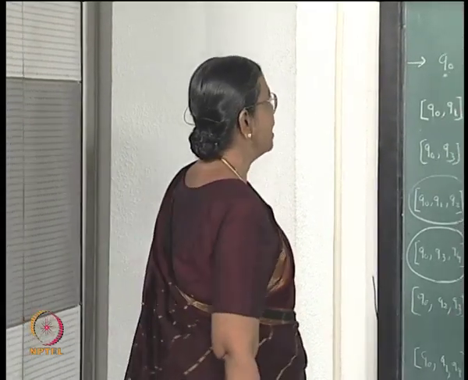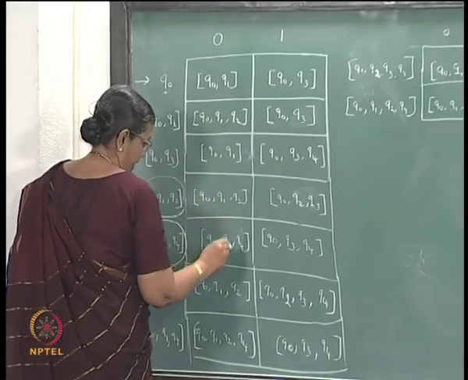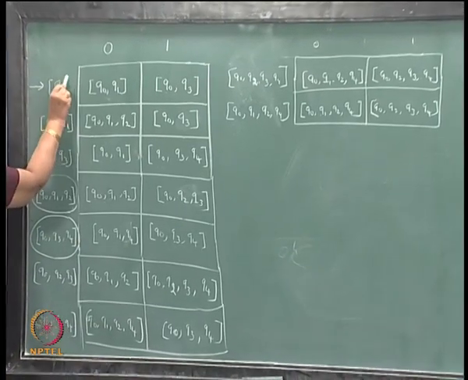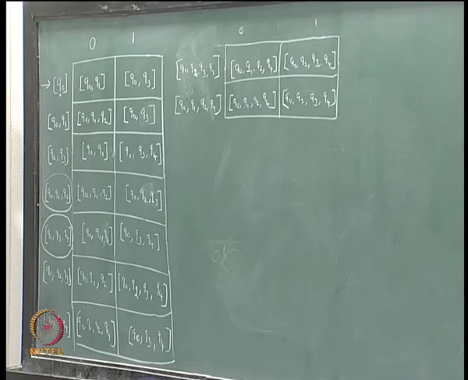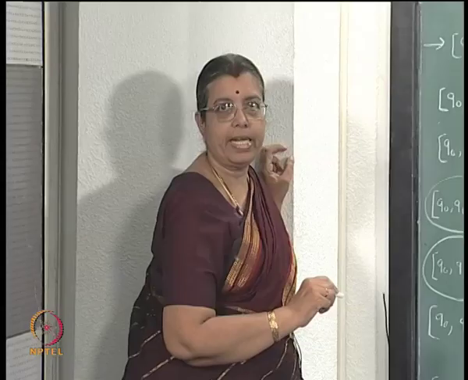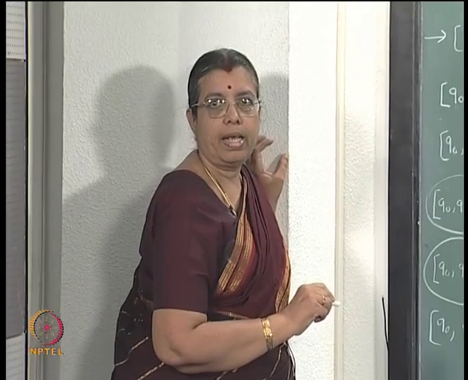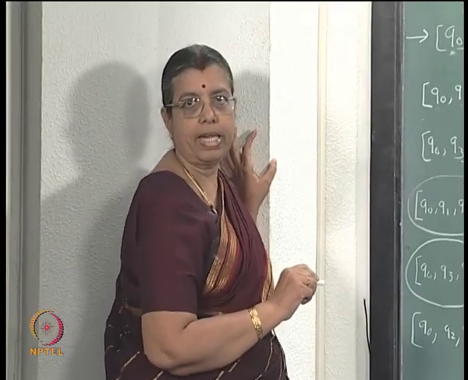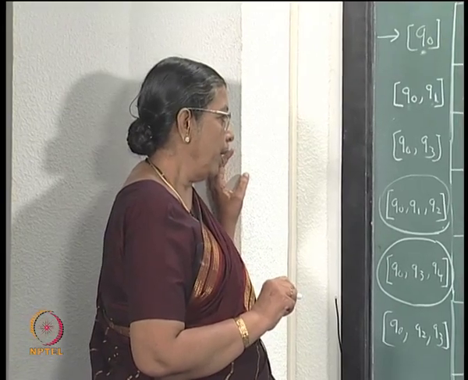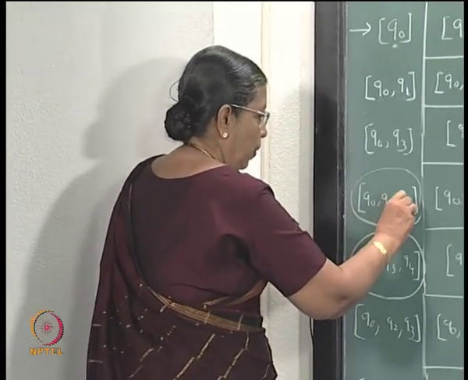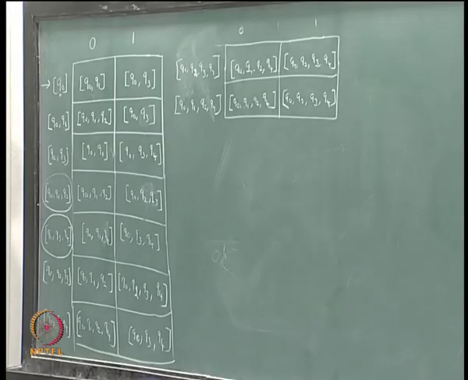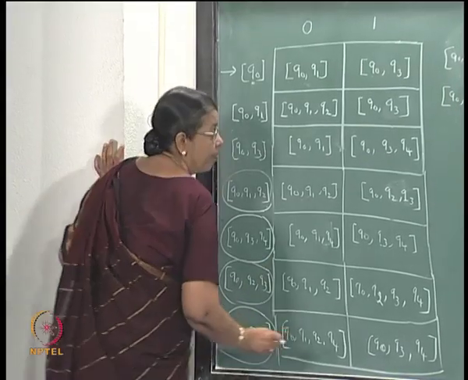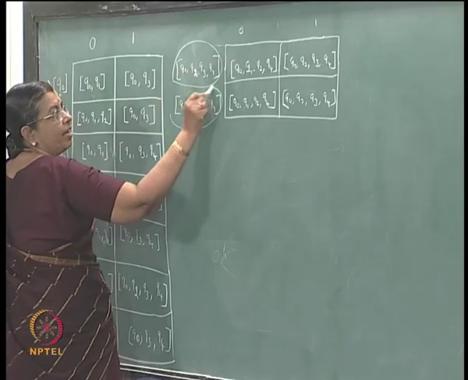Okay. So, how many states are you getting? 1, 2, 3, 4, 5, 6, 7, 8, 9 states you are getting. And the one corresponding to Q0 is the initial state. What are the final states? Whenever there is a final state in the subset, that subset will be a final state. So, here Q2 and Q4 are final states in the original diagram. So, you will have Q2, Q4. This is also a final state, this is also a final state, this is a final state, this is a final state.